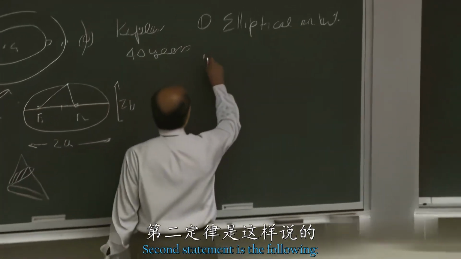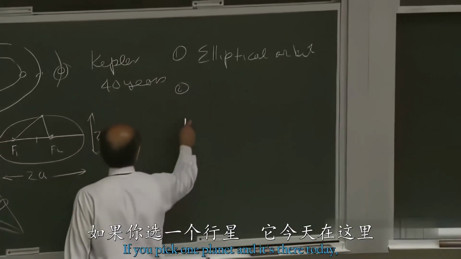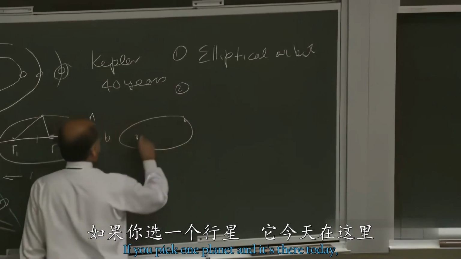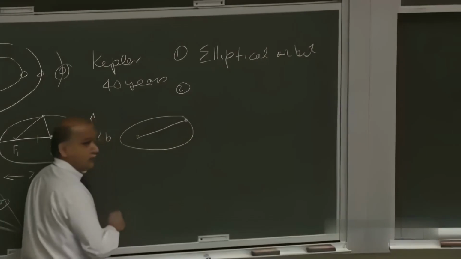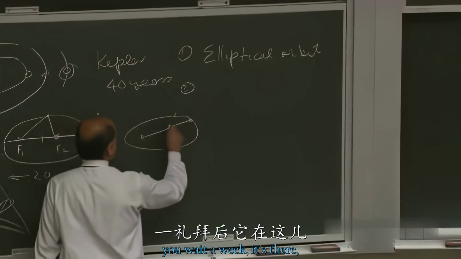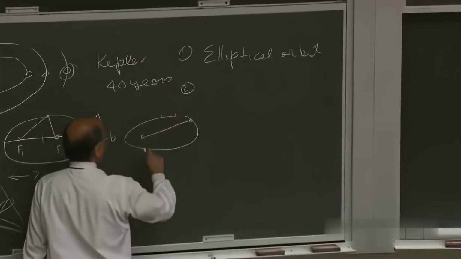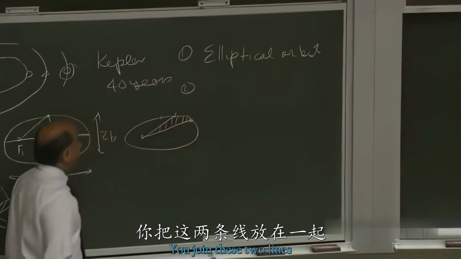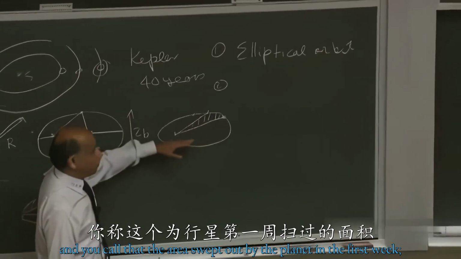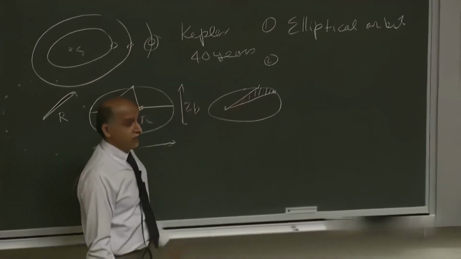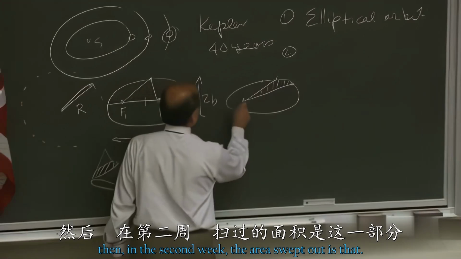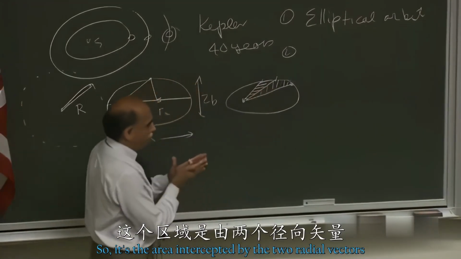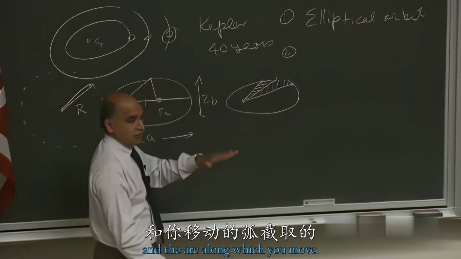The second statement is the following. If you pick one planet, and it's there today, you wait a week, it's there, and you wait another week, it's there. You join these two lines, and you call that the area swept out by the planet in the first week. Then in the second week, the area swept out is that. So it's the area intercepted by the two radial vectors and the arc along which you move.